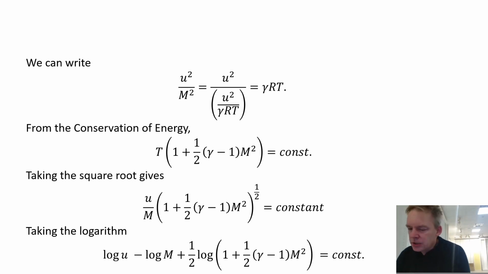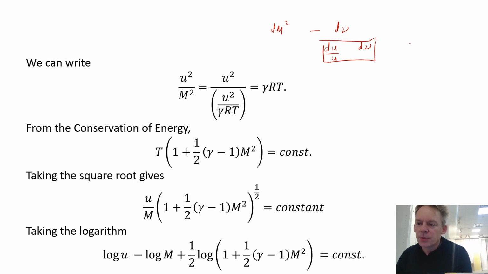Our aim is actually to try and find a differential relationship between M squared and deflection angle. So in the previous slide we found a relationship between du, the fractional velocity change, and changing angle, and now we need to find a relationship between d nu and dM squared over M squared.